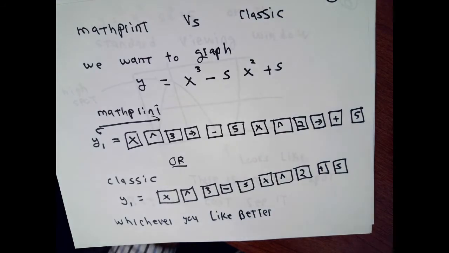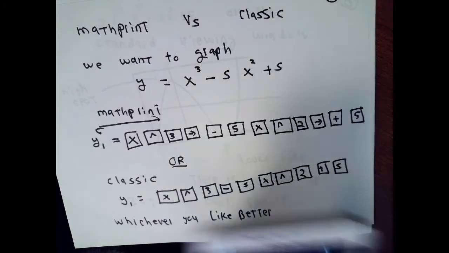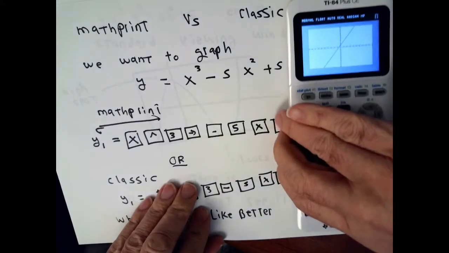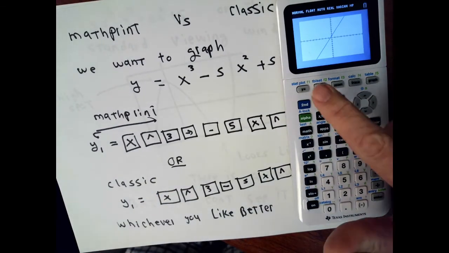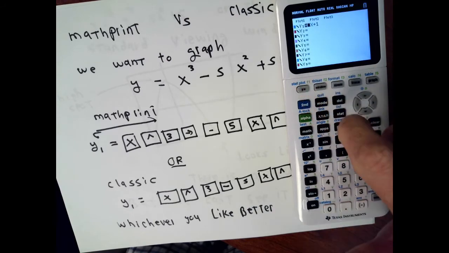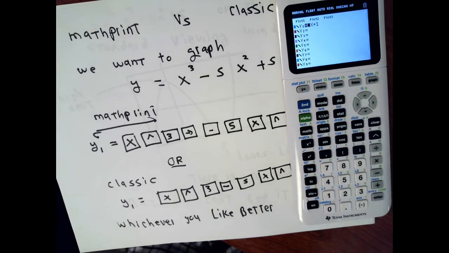And I want to illustrate this by actually drawing the pictures both ways. So I'm going to go into my y equals menu. This time I really do want to get rid of that 2x plus 1, so I'll press clear.